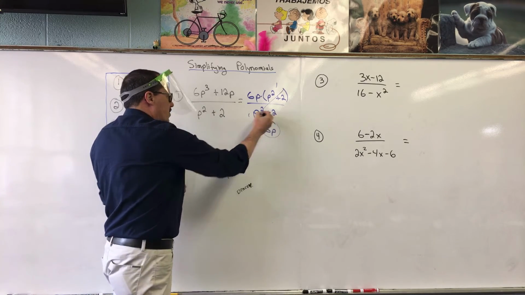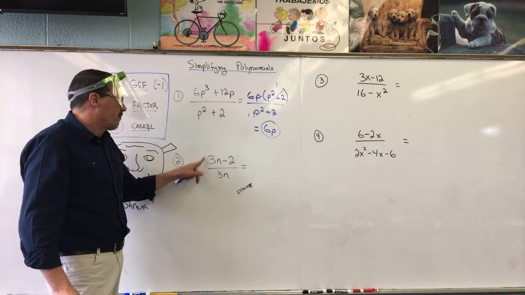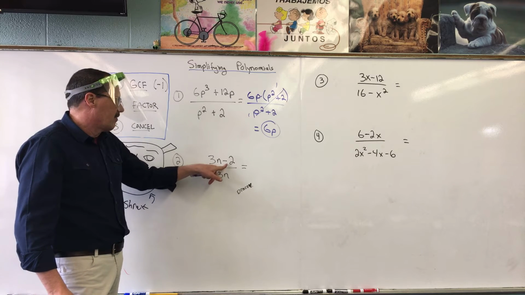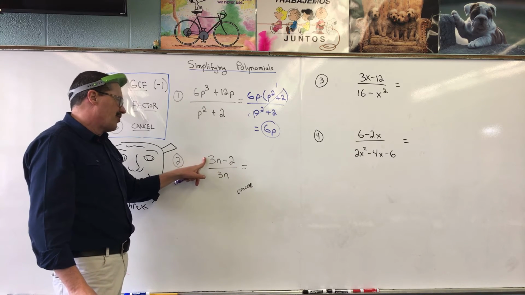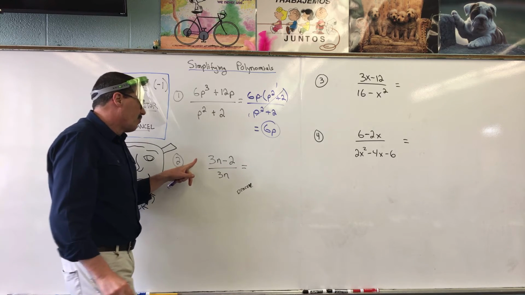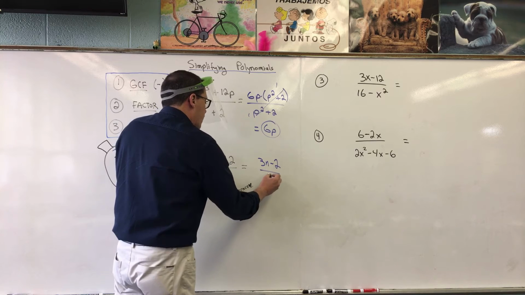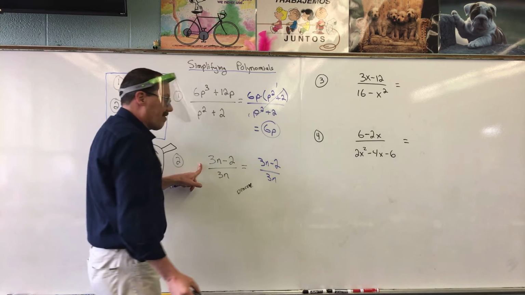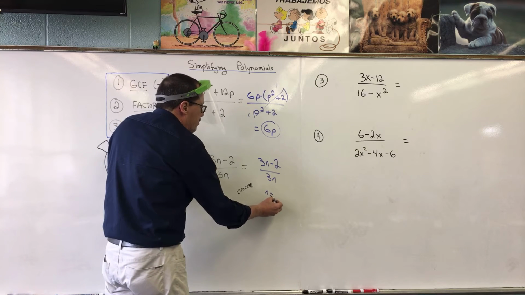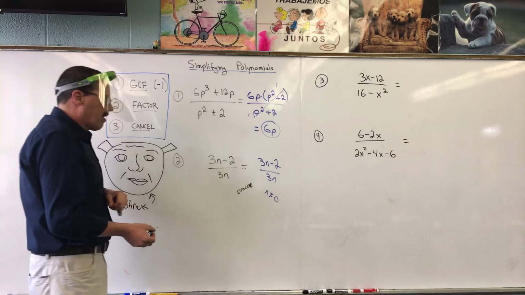So 6p is correct. Okay, the next one right here, everybody really wants very badly to take 3n and divide it by 3n, but you can't do that because of the minus sign. This has no GCF in it. So to be truthful, this is your answer. You're done. Can't do anything to it. Now, n is not allowed to be 0, because if n was 0, then this whole thing would be undefined.